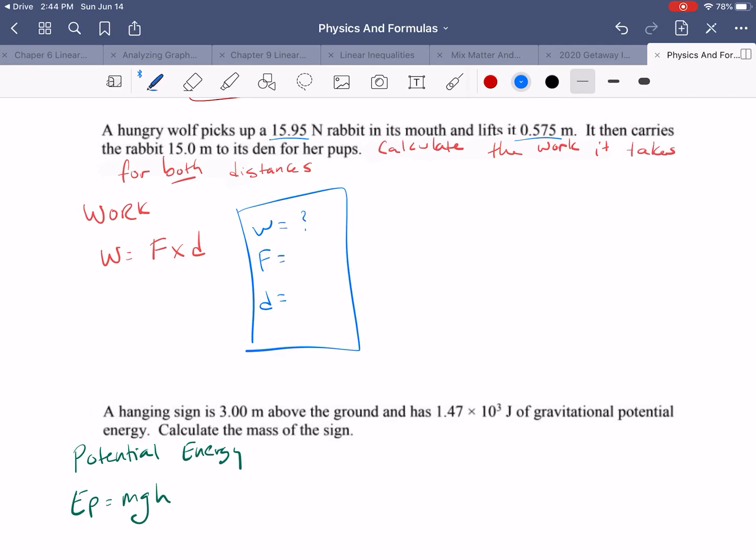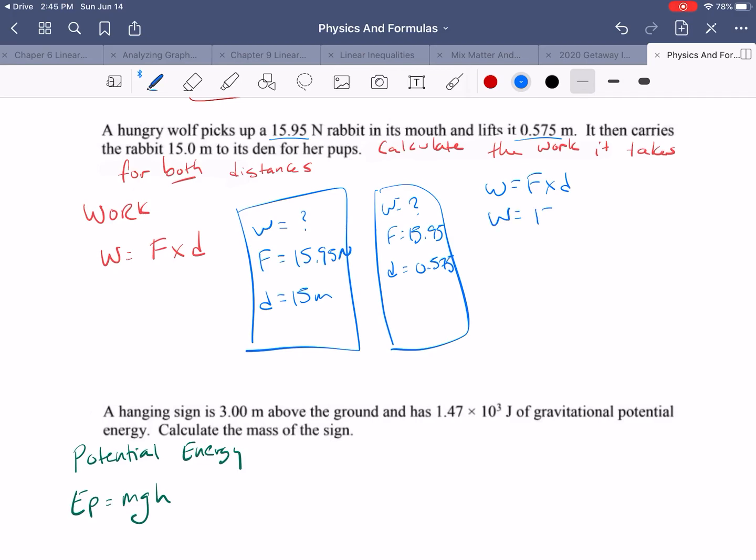We don't know. We've got 15.95. We've got 15 meters the first time, and then I think, oh, and it lifts it too. So there's two calculations that we're going to do. Okay, so I'm going to do both of them. Work equals force times distance. I'm looking for work, so I go 15.95 times 15. That's 239.25. Work is measured in joules.